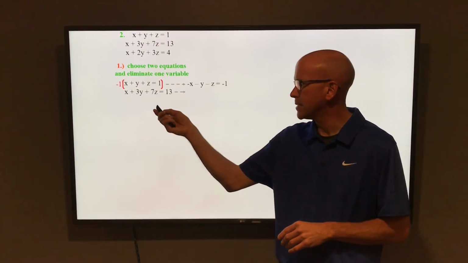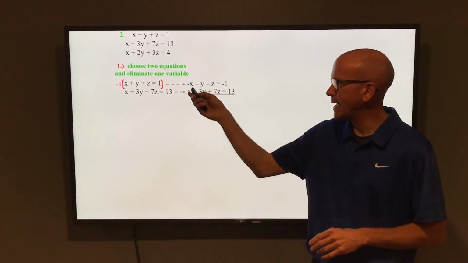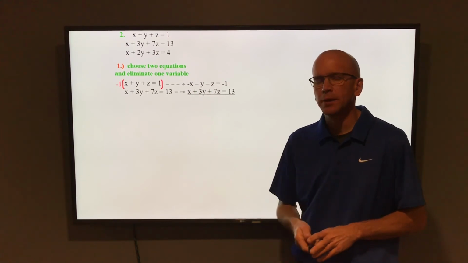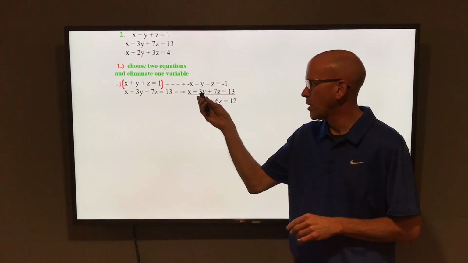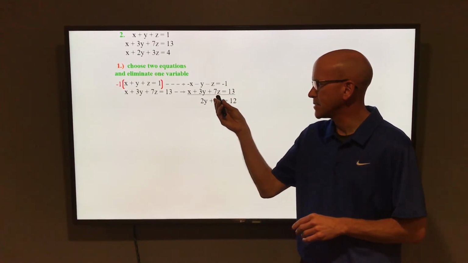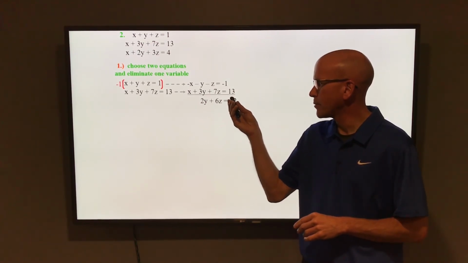The bottom equation then stays the same. So now when I add these two equations together, the x's will be eliminated. That's what I want to have happen. I want to eliminate one of the variables. Add negative y and 3y is 2y, negative z and 7z is 6z, and negative 1 and 13 is 12.